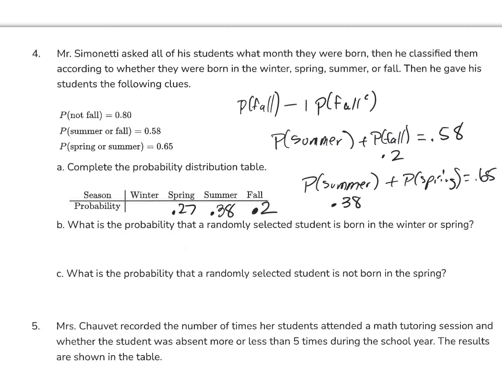So I'll leave that to you and I'll put the answer up. You can pause the video and just finish it. So the sum of spring, summer, and fall was 0.85, which makes winter 15%, 0.15.